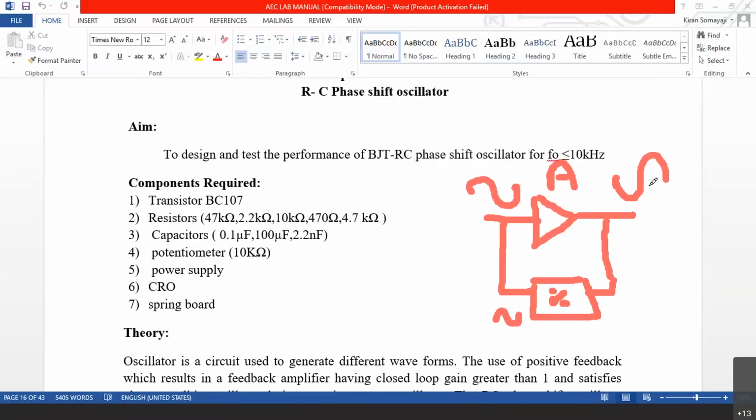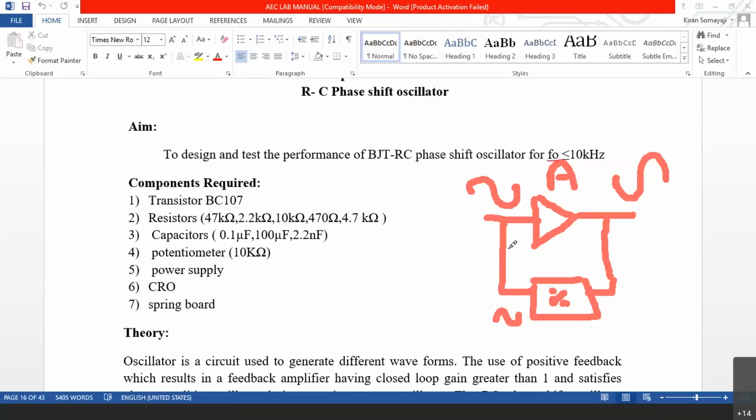Now you can see that this particular output waveform and the feedback waveform are out of phase because the feedback network is going to produce this phase shift of 180 degree. Now you can see this feedback signal is in phase with the input signal. So naturally the input signal is going to increase its amplitude. When the amplitude of input signal increases, that is going to be amplified, and the amplified output is going to come back again. So this way it goes on.